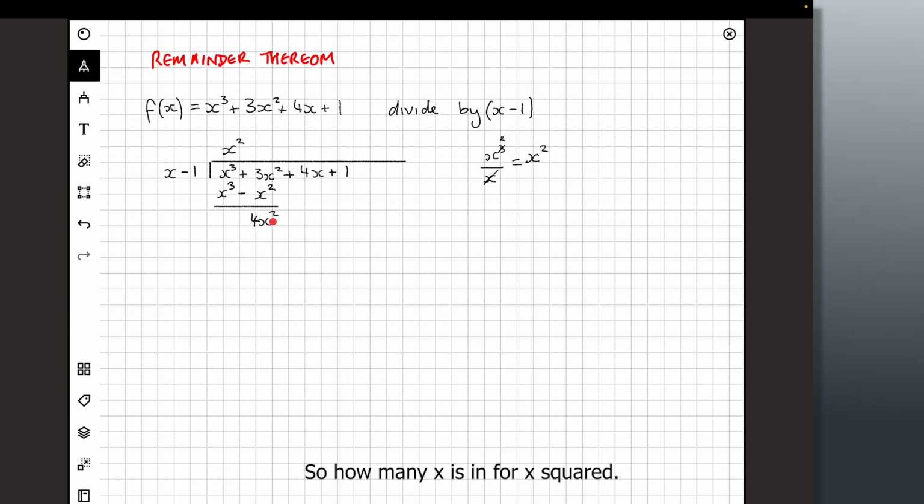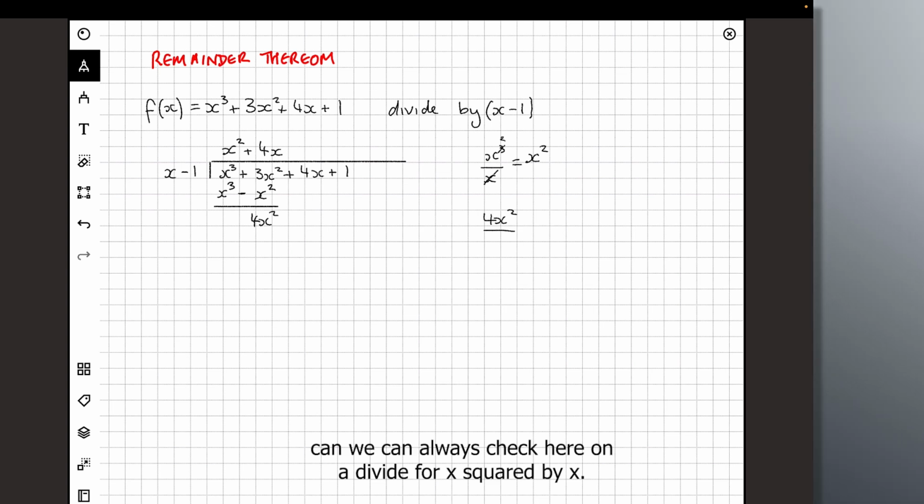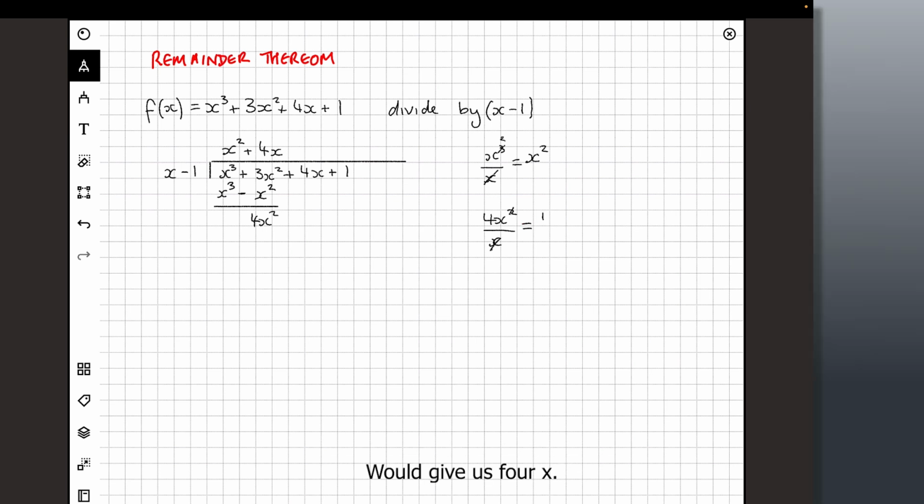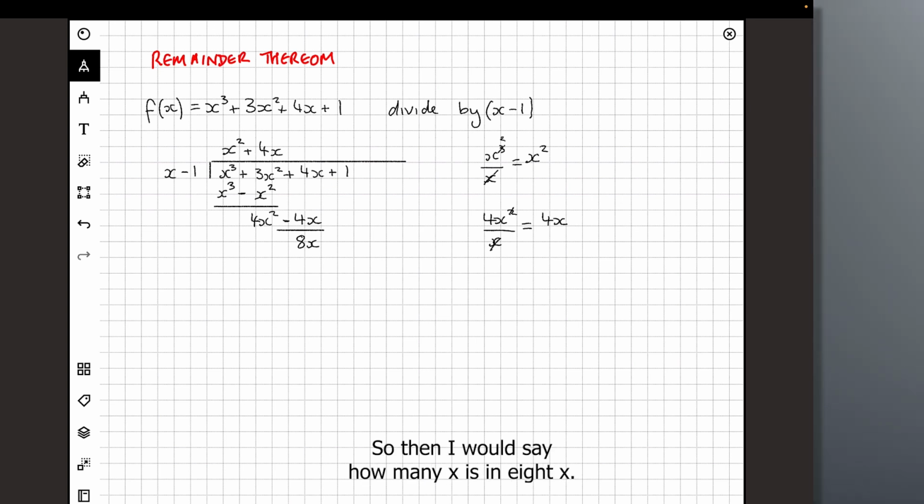So how many x's in 4x squared? Well, that would be plus 4x. And we can always check here. We want to divide 4x squared by x, and that would give us 4x. So x times 4x is 4x squared, minus 1 times 4x is minus 4x. Take that away. So I have plus 4x minus 4x, and I end up with 8x. Then I would say, how many x's in 8x?